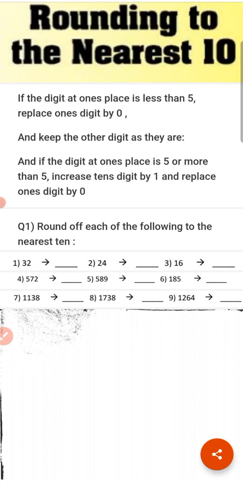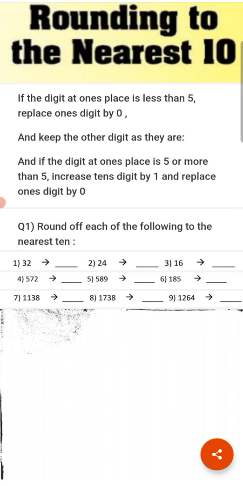Now we are going to do rounding numbers to the nearest 10. Before that, we will go through the rules of rounding off to the nearest 10.